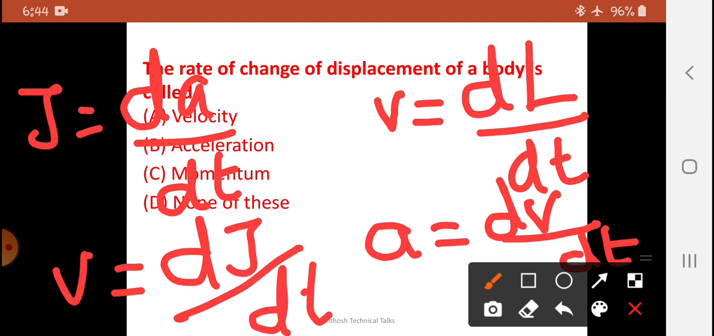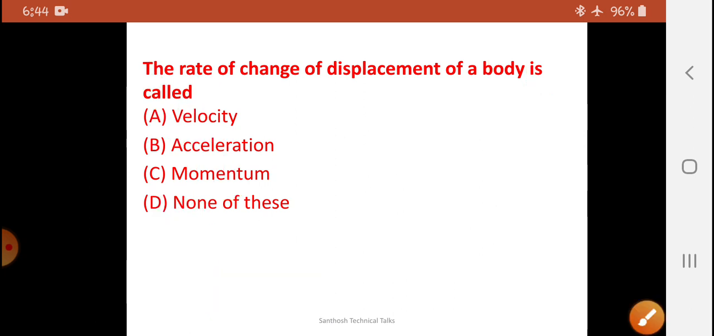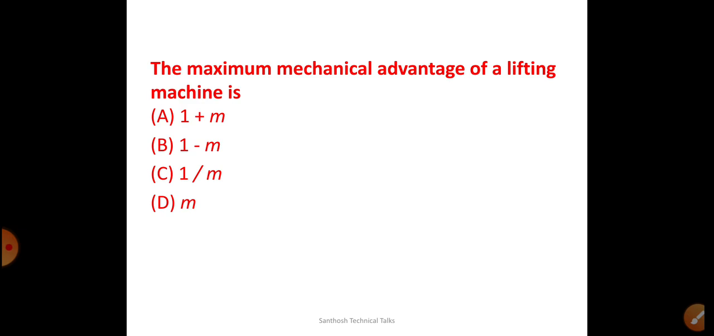So these four things you can easily understand and easily remember. These are the different relationships with respect to velocity, acceleration, jerk and vibration. So here the question is, the rate of change of displacement of a body is called, it is none other than velocity. And the next question is, the maximum mechanical advantage of a lifting machine is 1 by m.